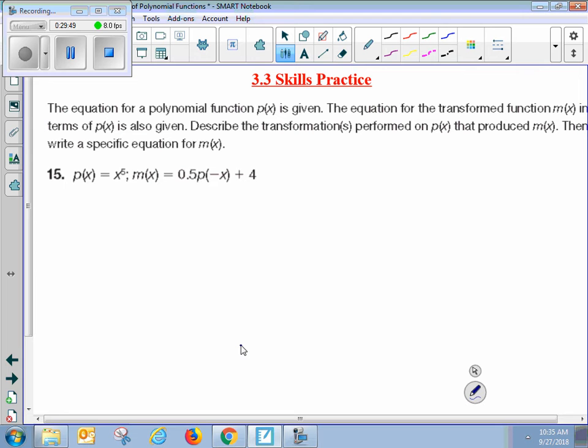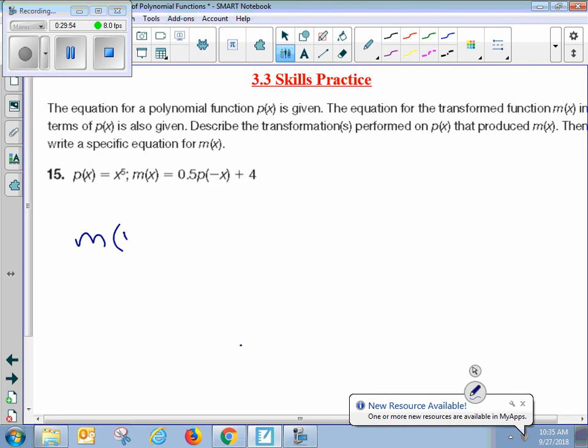Okay, I described. Now I need to write my new sentence. Its name is m of x in terms of the p of x. And then I want to convert it over so it's a specific equation. So what power is the p of x equation? 5. So then we need to convert this over to a 5th degree, because that's what it said.